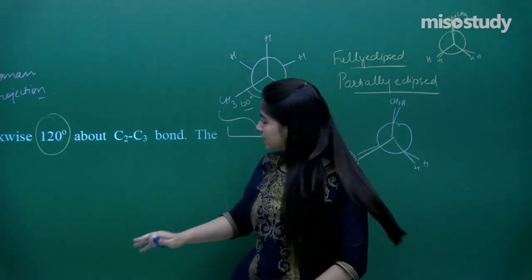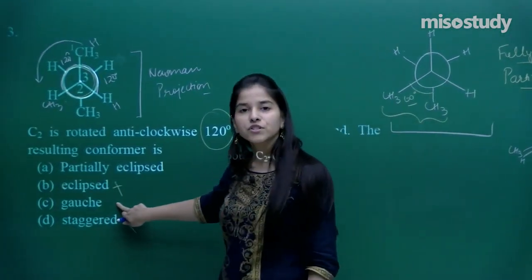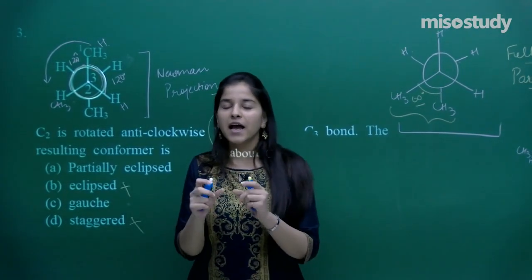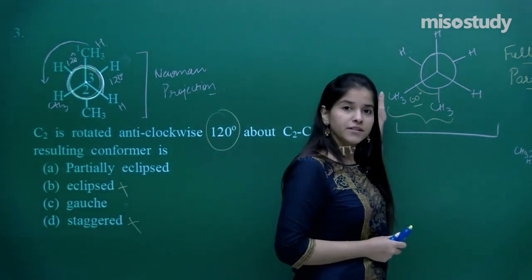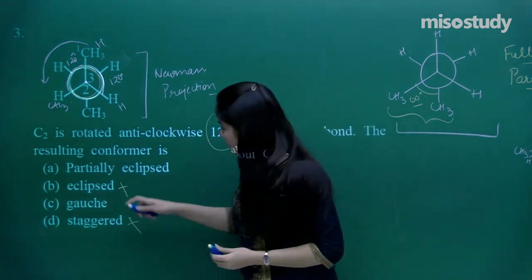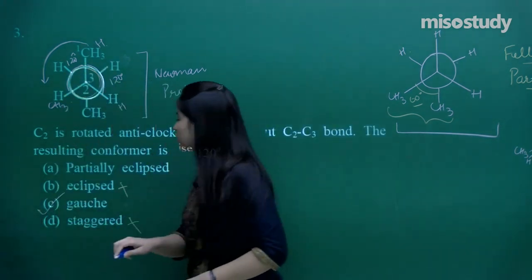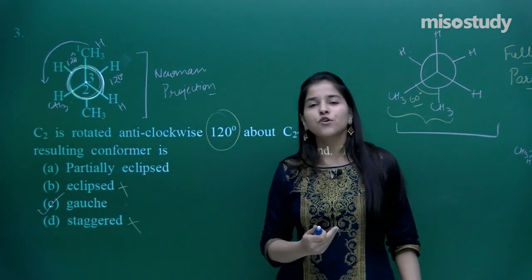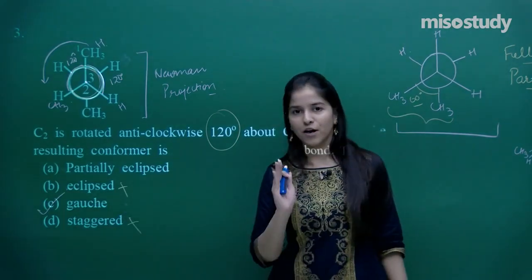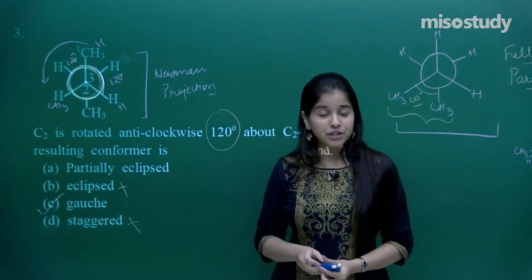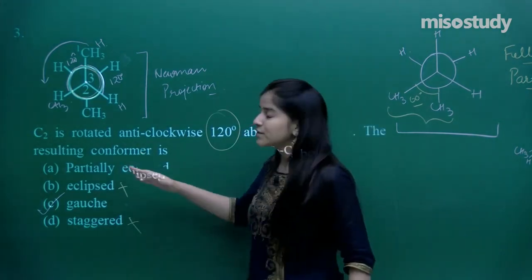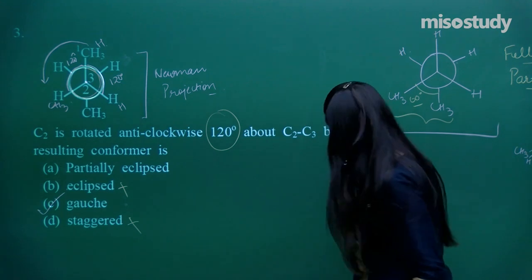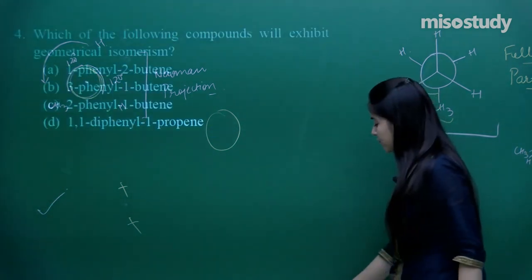Now we are left with one, that is nothing but the gauche. Whenever there is a 60-degree angle between the bulky groups, which we have represented over here, that is nothing but the gauche conformation. So we have eliminated all the possibilities and we get our answer. I hope that is very well clear to you. You need to have proper structures in your mind of what all these conformations are. So let's just move ahead to the next question.